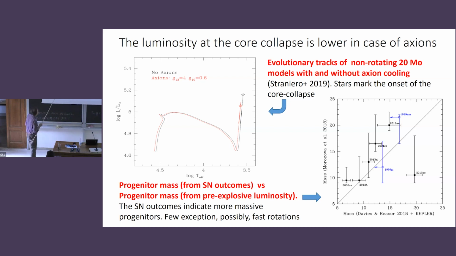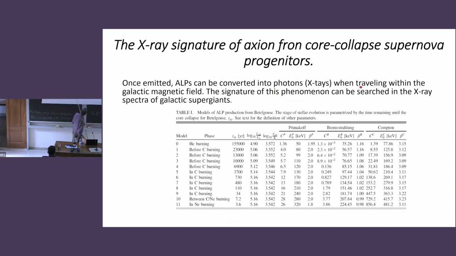So this is a problem, and we have investigated if axion production may explain that. And actually, this is the case. As a consequence of the cooling induced by axions, what we found is that at the moment of the explosion, for a given mass, this is a 20 solar mass model, the progenitor is fainter than in the case of no axions. And so this may explain this. And in principle, this may be used to constrain the coupling with electrons and so on.